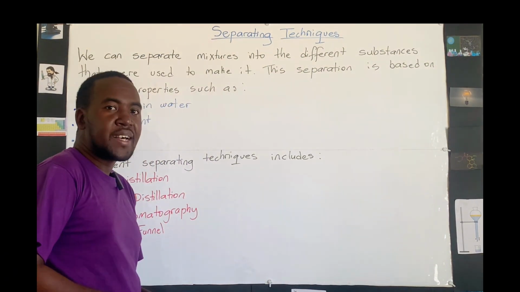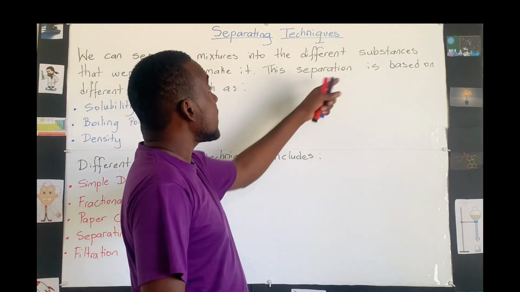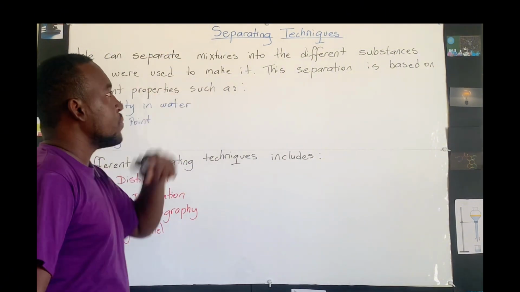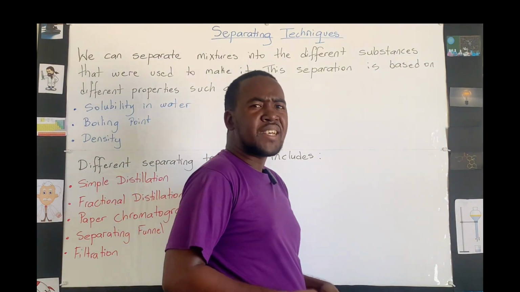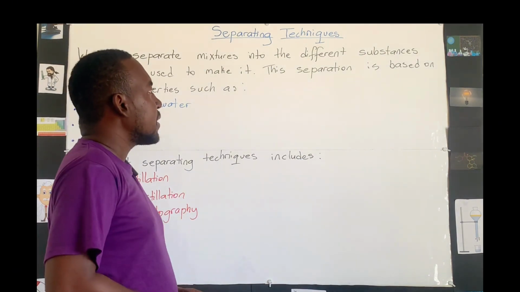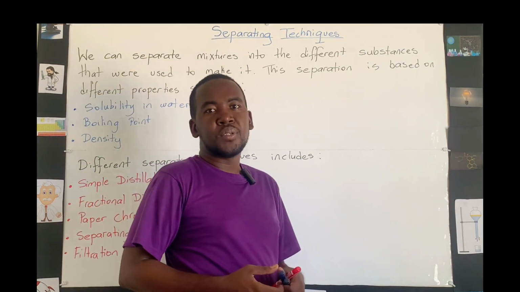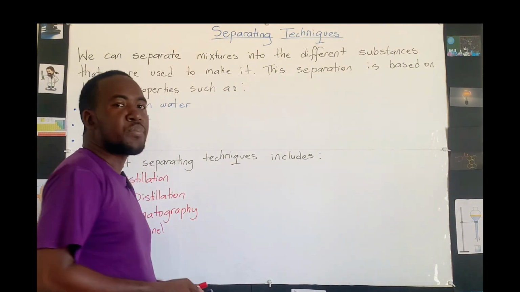Separating techniques has to do with separating the different substances that were used to make a mixture, right? So in doing this, it has to be based on different properties. What are some properties that we are going to distinguish between the substances that we are able to separate?